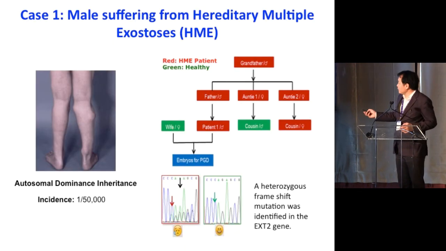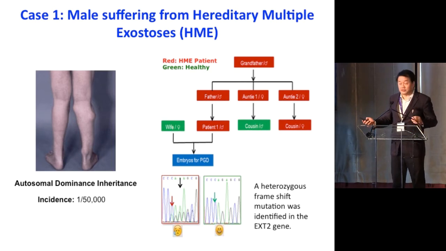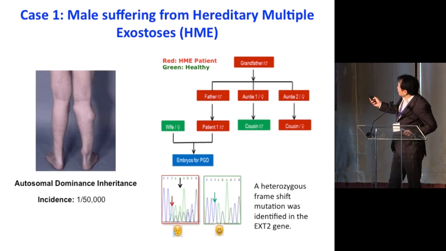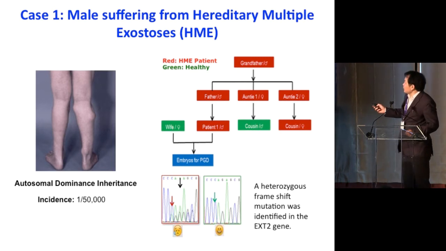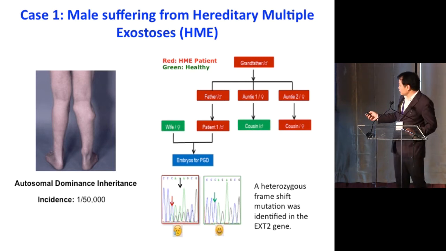So the key idea, we just use this as an example. This was the first patient, where the man suffered from hereditary multiple exostoses, all due to this one point mutation at the EXT2 gene. He got that from his father, who got it from his grandfather. His wife is fine. So it's a frame shift mutation.